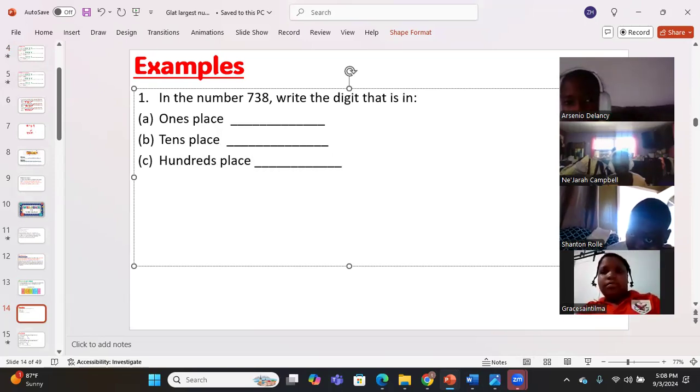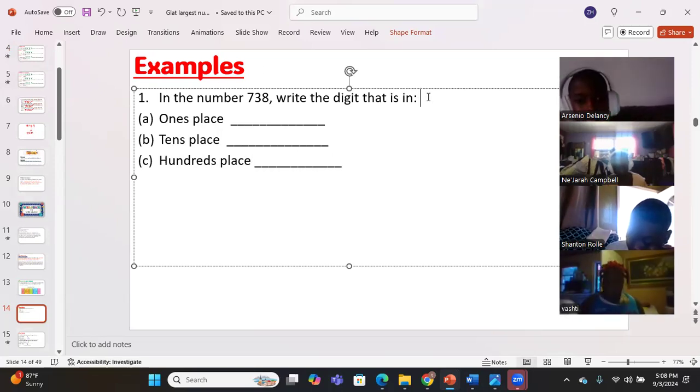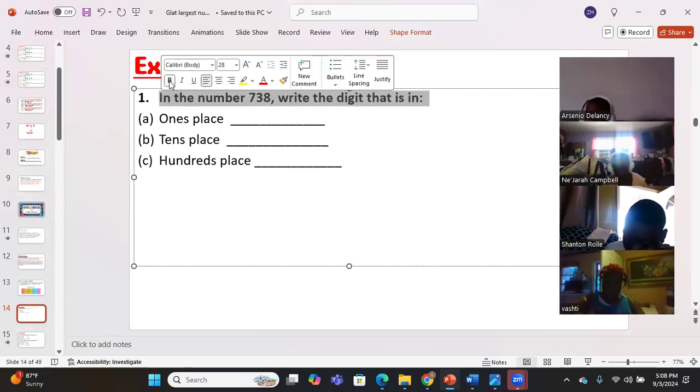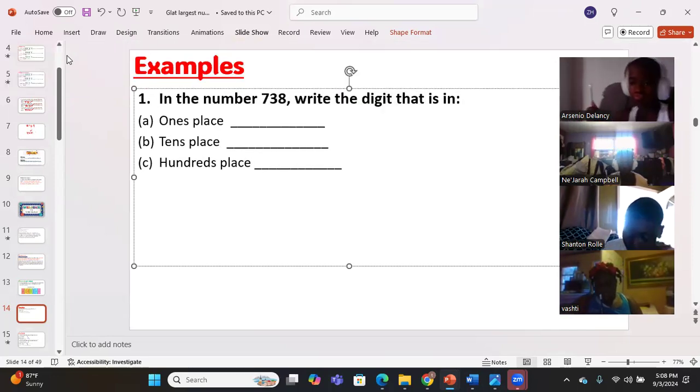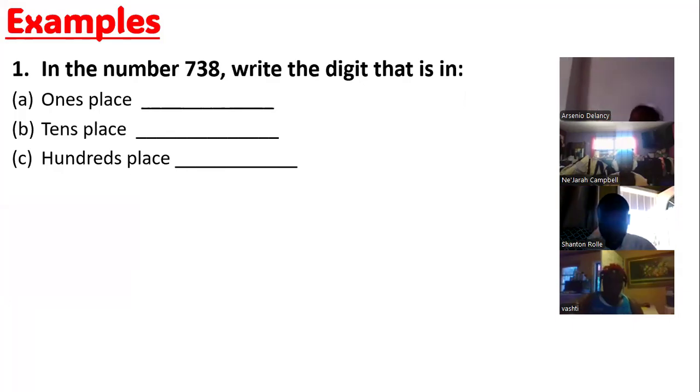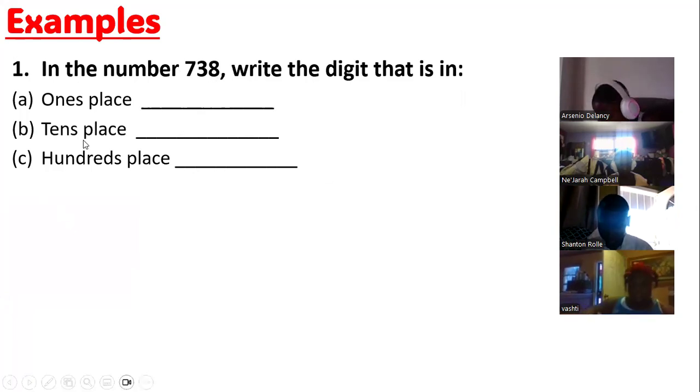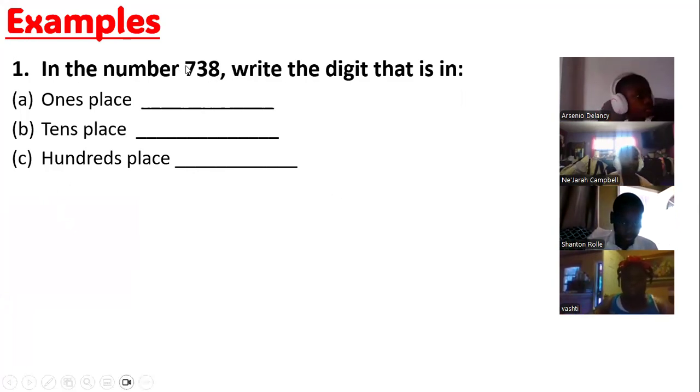Okay. So we have this number, 738. What we have to do is write down the number that's in the ones place, the number that is in the tens place, and the number that is in the hundreds place. Can someone tell me what is the number that is in the ones place in the number 738?